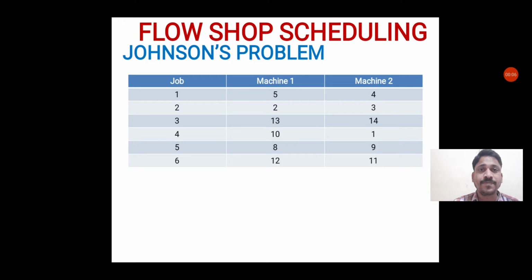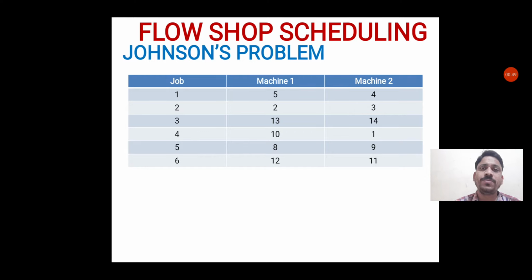In this class, I'll be telling you about finding make span for flow shop scheduling by using Johnson's algorithm. So it's very easy to find out make span by using this Johnson's algorithm. In this example problem, we have 6 jobs and M1 and M2 two machines. So it is flow shop scheduling.